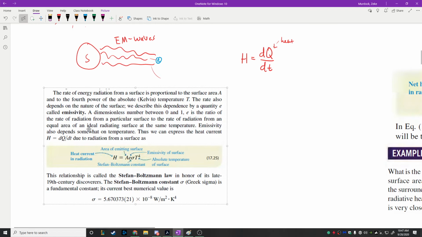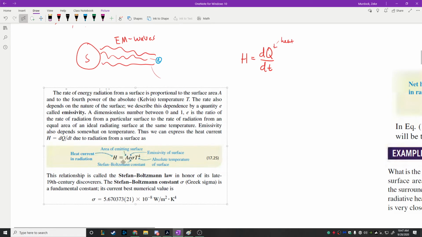But it's something like coal, if you think about hot coals in a fire. Okay, so emissivity also depends somewhat on temperature. So we can express the heat current, dQ/dt, due to radiation from a surface as... I didn't realize it was written there. So here's the heat current.